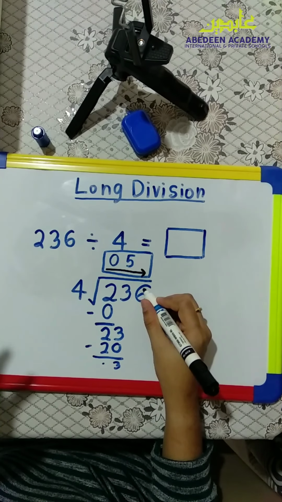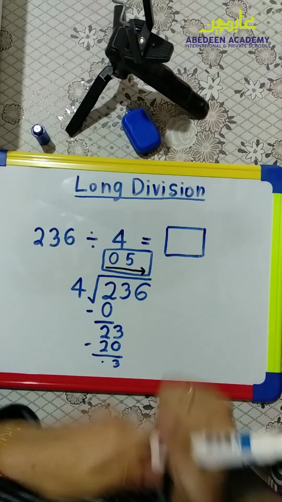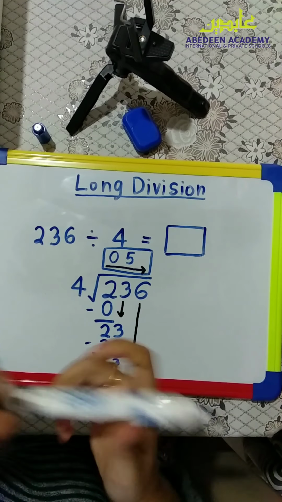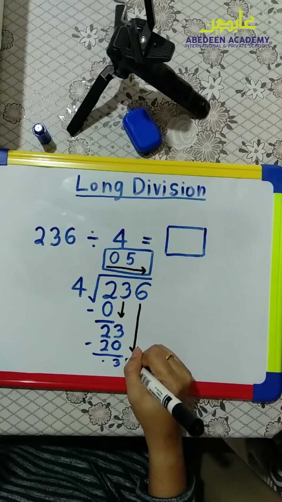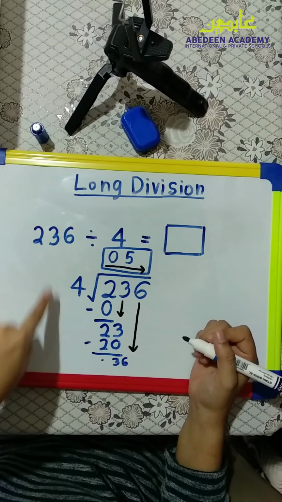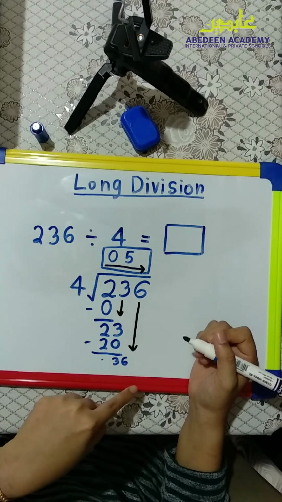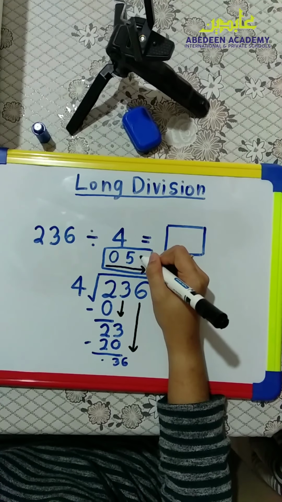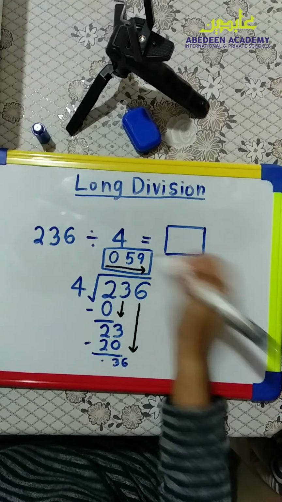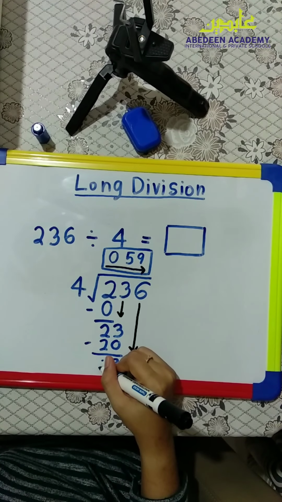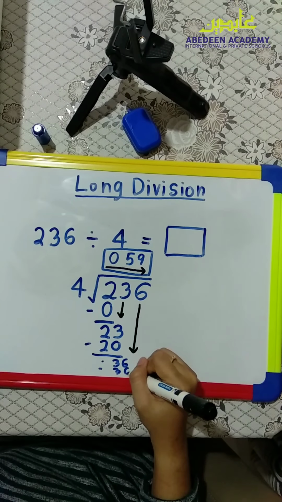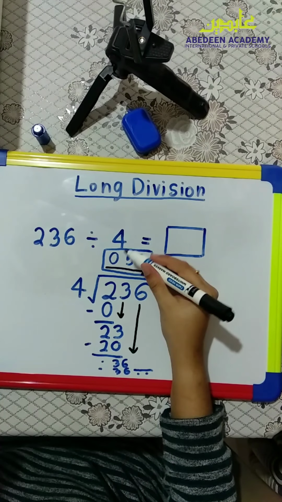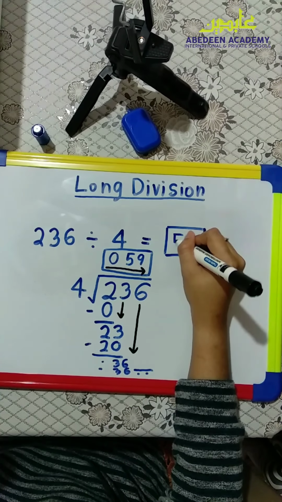Now 6 will come down. So what in table 4 that you have 36? Okay, the answer is easy. It's 9. Okay, so 36 minus 36 equals nothing. So the quotient here is 59.